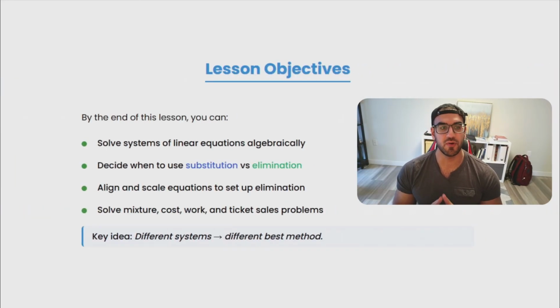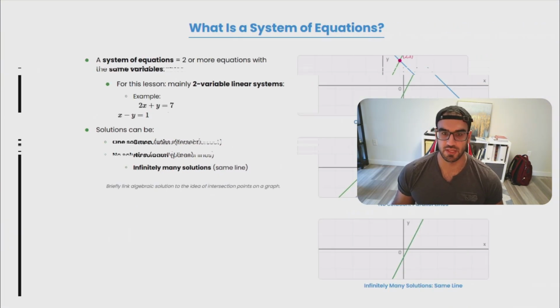At the end of this video, we are going to know how to solve a system of linear equations algebraically. We are going to decide when to use substitution or elimination. We are going to align and scale equations to set up an elimination. We are going to solve mixture, cost, work, and tickets, and all in all, real world problems. And the key idea is that different systems are going to have different best methods.